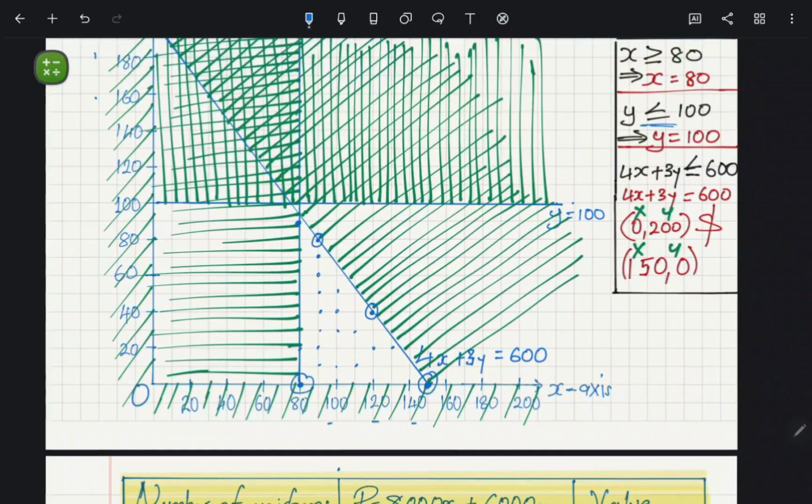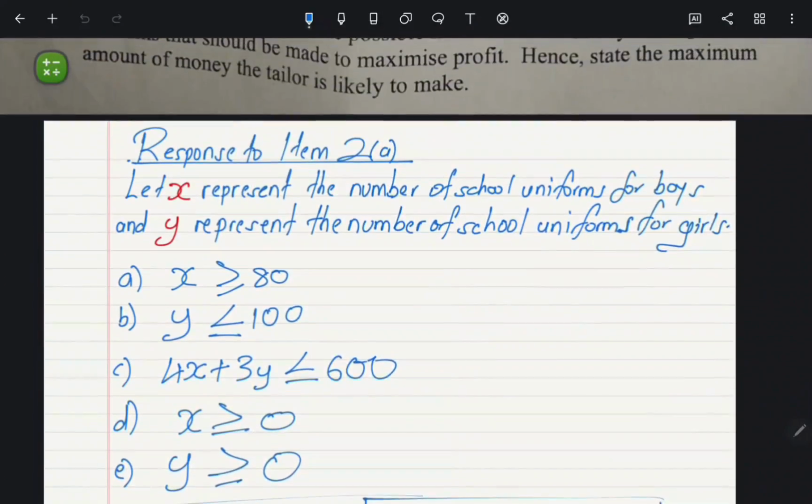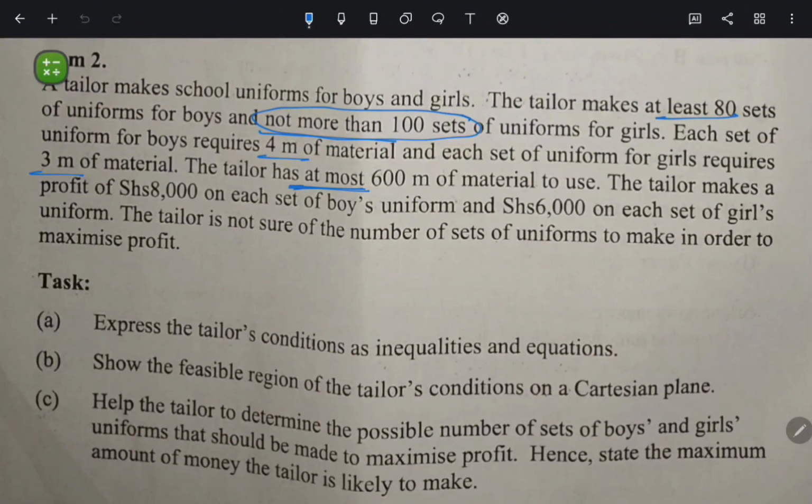This is what we have done so far. This is how far we have come today, and we have managed to solve item 2 of UNEB.